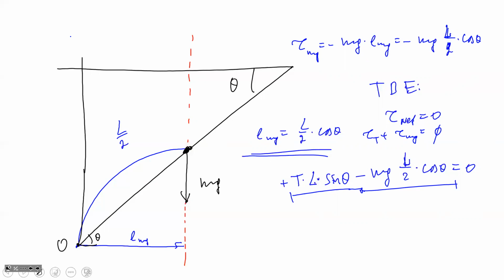Yep. You can notice that the length actually in this case doesn't matter. Tension times sine will be equal to mg over 2 times cosine. Or tension will be equal to, well, I can do some geometry, mg over 2 tangent. I think that's it.